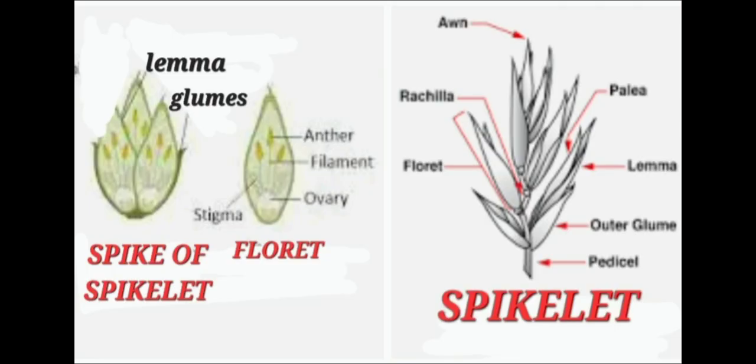Next is the spike. In a spike, the peduncle is elongated, but the flowers are sessile, that is, they do not have a pedicel. Examples are amaranthus and achyranthes. A spikelet too has an elongated peduncle, but this peduncle is branched and each branch bears a spike-like inflorescence. It is then called a spikelet. Structures like the lemma, the outer glumes, rachilla, and the florets along with the palea are found in a spikelet.